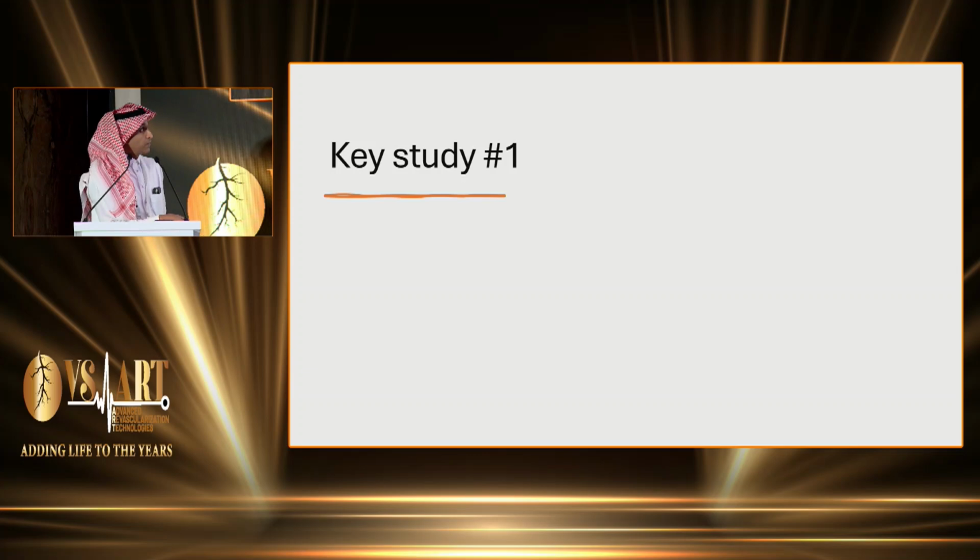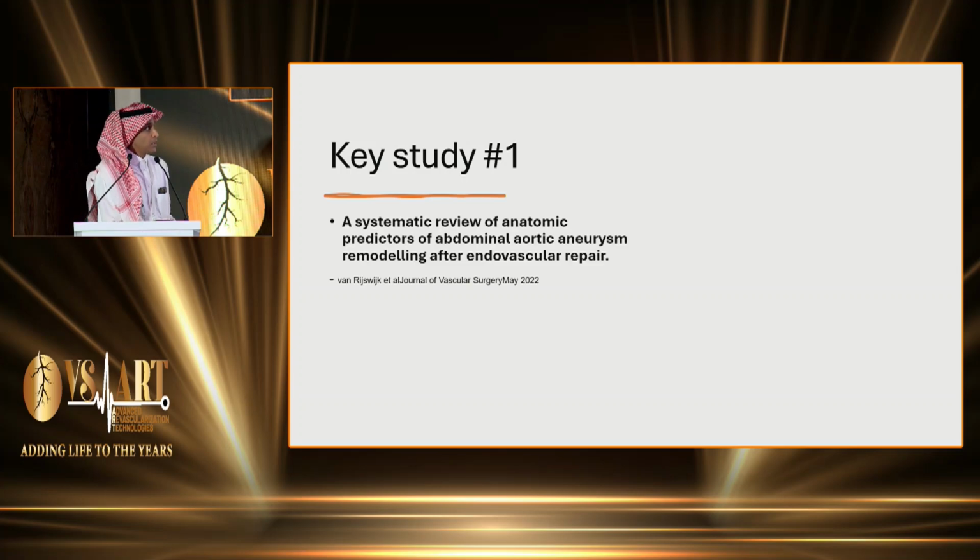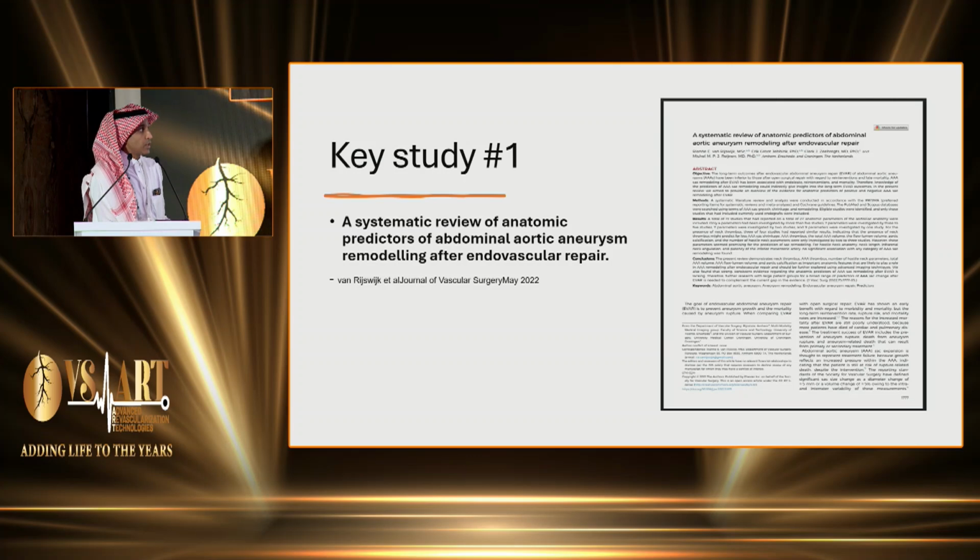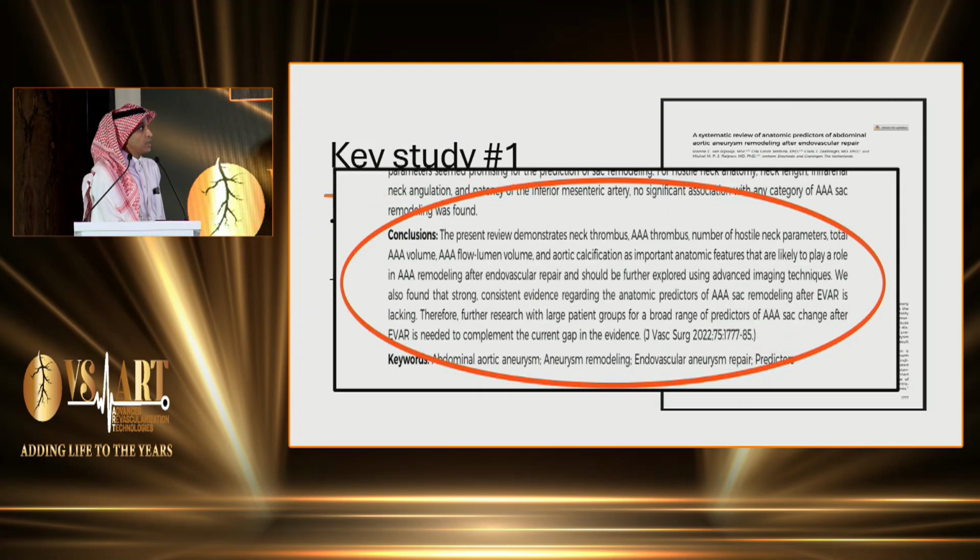The first study is a systematic review of the anatomical predictors for abdominal aortic aneurysm remodeling after endovascular repair, published in 2022. The conclusion was that the anatomical factors of the aneurysm are very important, especially the aortic aneurysm neck and the thrombus in the aneurysm, and how they affect regression of the sac wall.